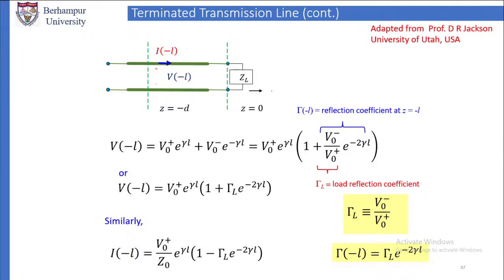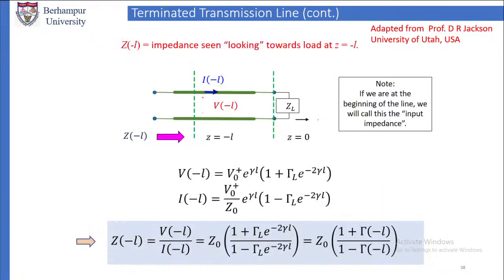Now we have the voltage and the current at a distance L from the load. Since we have both, we can find the impedance. Impedance is voltage by current. So ZL is equal to V minus L by I minus L. Putting in the values, V0 plus exponential gamma L cancels out from the numerator and denominator. The denominator has another factor 1 by Z0, which now comes to the numerator and becomes Z0.